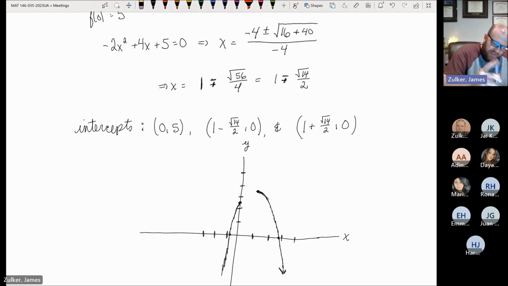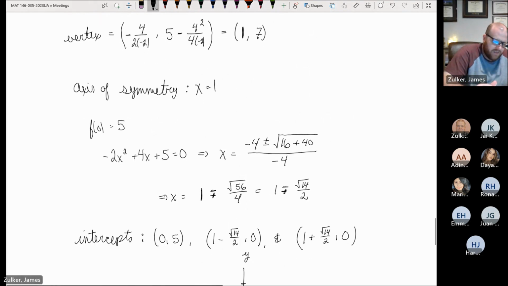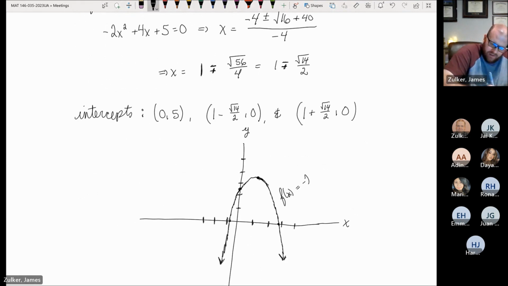Probably do a better job on that. Enough. Negative x squared plus 4x plus 5. So it looks something like that. Any questions?